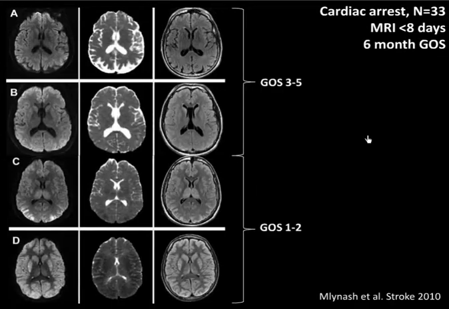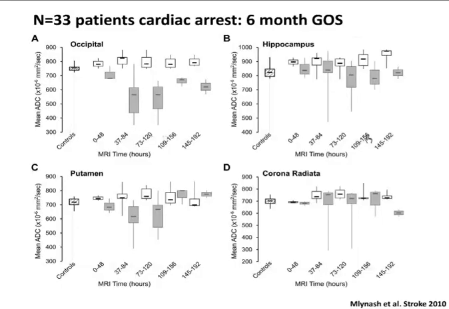This is a reanalysis of some of the same patients. 33 of these patients underwent MRI less than 8 days after cardiac arrest. 6-month Glasgow outcome scale was analyzed. And you can see here, again, they found this region-specific selectivity for the low ADC values, most predominant in the occipital lobes, in the putamen, and in the hippocampus.